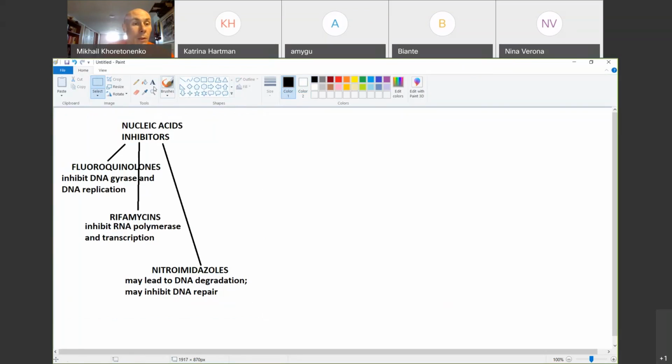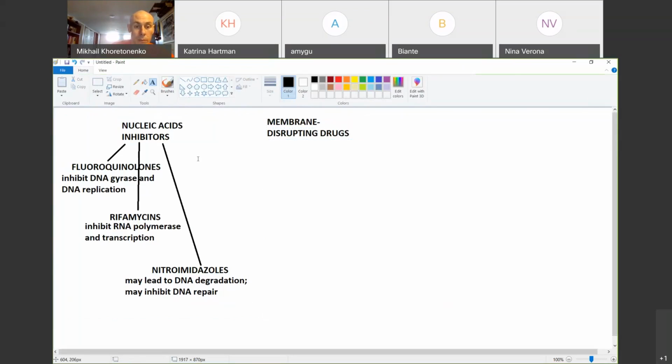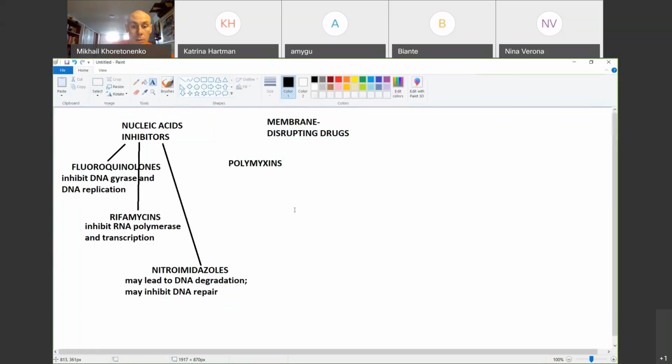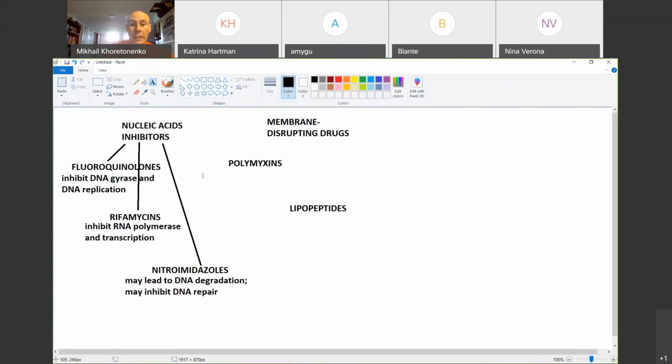Okay. So next one will be membrane disrupting drugs. That will be polymyxins, lipopeptides. Well, that's kind of a self-explanatory thing. They disrupt the membrane. Okay.